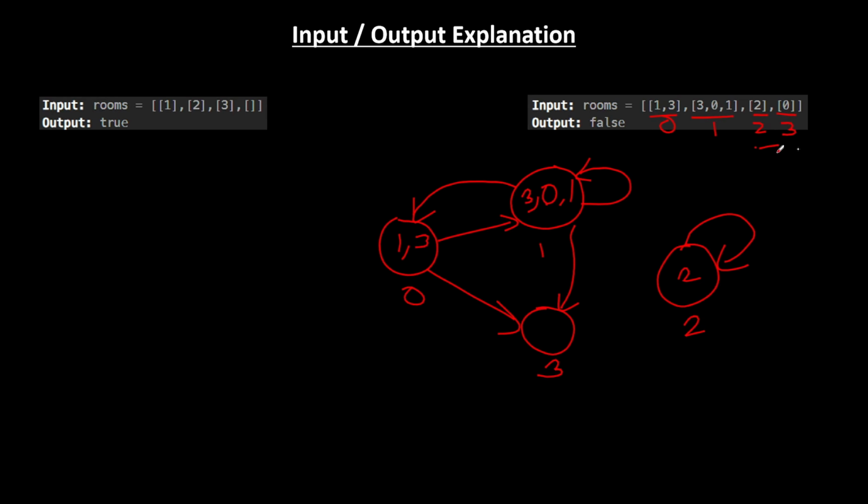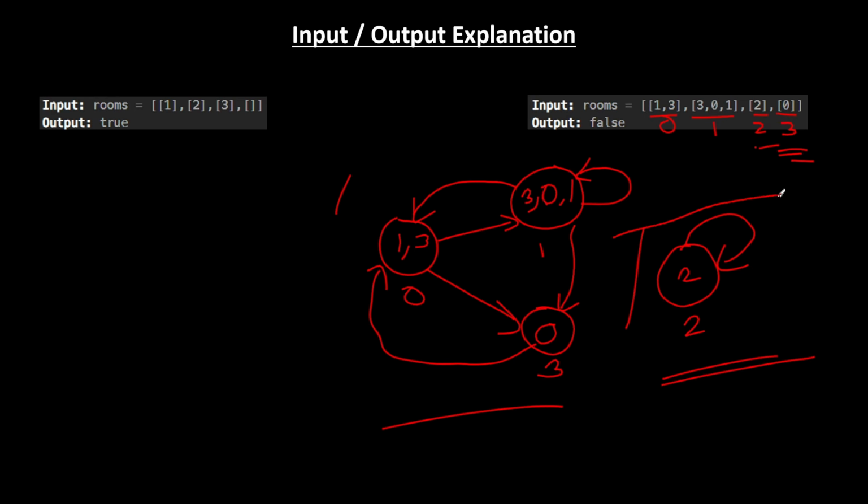Okay. At room number 3, you have the key to room number 0. So you could see that in this particular example, you are not able to visit all the rooms because room number 2 does not have any keys to any other room, neither do the other rooms have keys to enter room number 2. So therefore, the output comes out to be false. And in the previous example, it was true because we were able to access all the rooms. Okay. So I hope you understood the input-output explanation. Now let's move to the next slide.